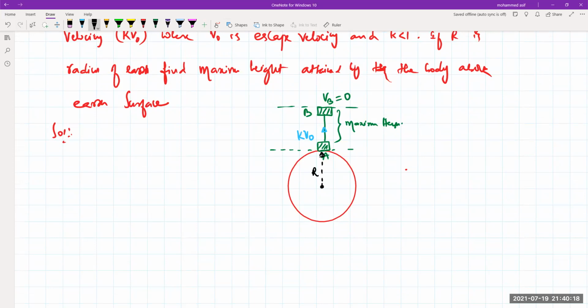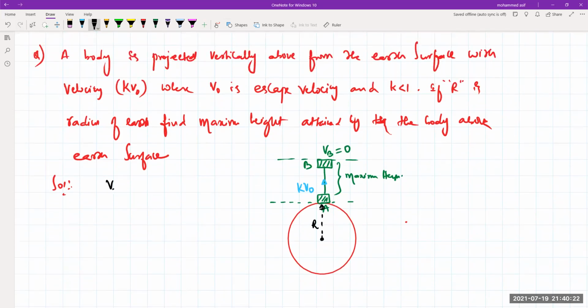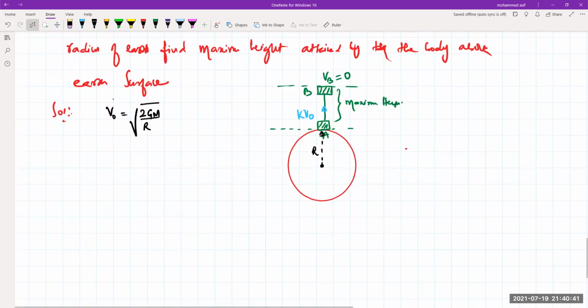Now tell me, what is the escape velocity formula? V naught is equal to... actually V naught represents orbital velocity, but in the problem V naught represents escape velocity. So the escape velocity formula is how much, beta? 2 times capital G, capital M divided by capital R. Do you remember? Yes. So if it is going to the maximum height, apply energy conservation.